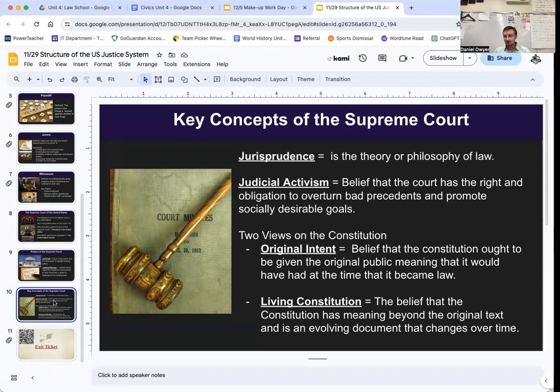Or there's living Constitution, belief that the Constitution has meaning beyond the original text, it's like reading between the lines, and is an evolving document that changes over time.